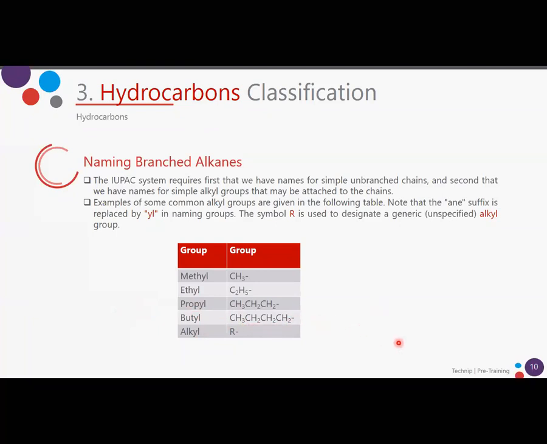You will see also this R, that is like a generic unspecified alkyl group. When you see this R attached, for example, to a sulfur, it means that it's a sulfur attached with any kind of alkyl group. So this is a way to name the branched alkanes using these alkyl group names from the corresponding alkane.